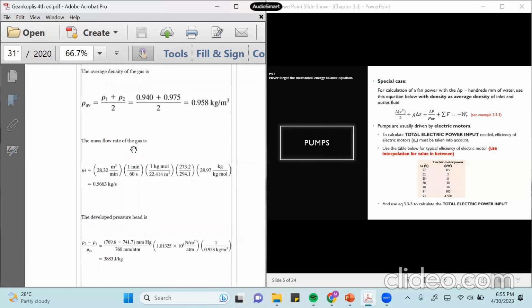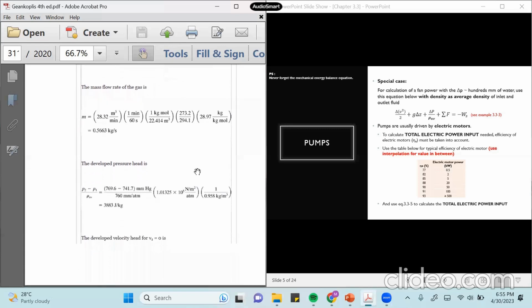Now, the mass flow rate of the gas, we can use this equation to find the mass flow rate. This is the volumetric flow rate. This is the unit conversion. This is PV = nRT. And this is the molecular weight, so that we can get the kilogram per second.